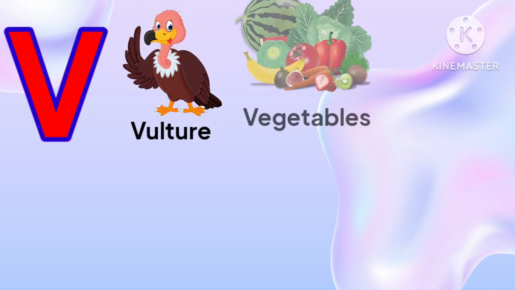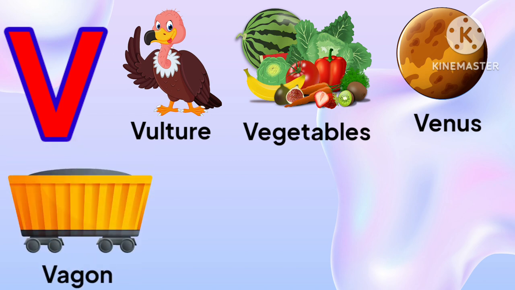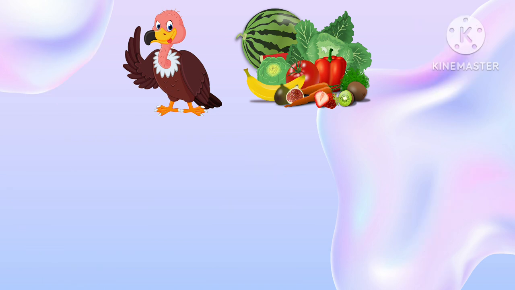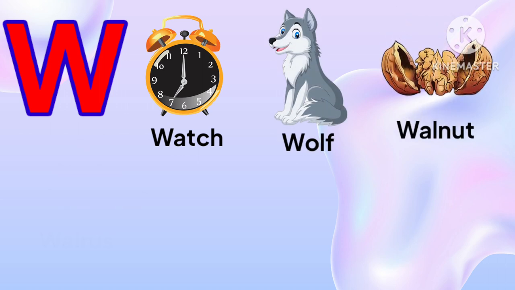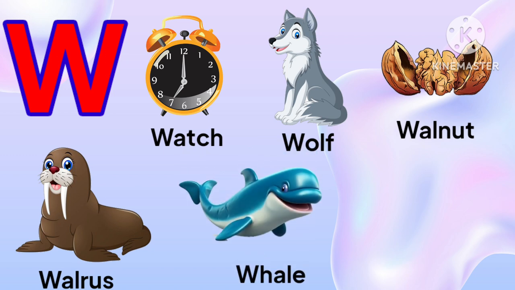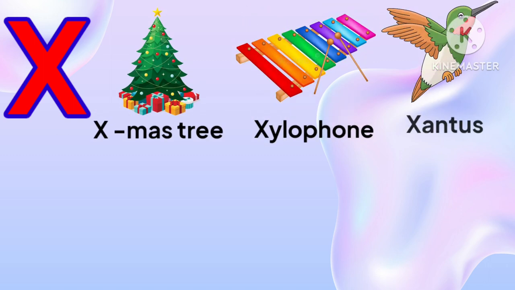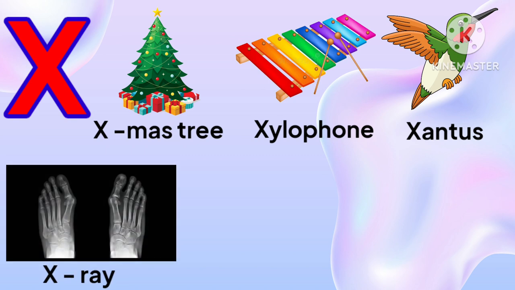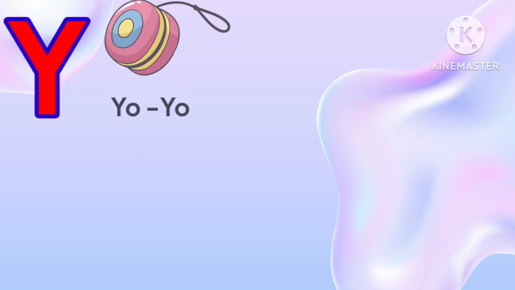V is for vulture, vegetables, Venus, volcano, violin. W is for watch, wolf, walnut, walrus, whale, window. X is for Xmas tree, xylophone, xanthus, X-ray, xerus, Xerox machine.